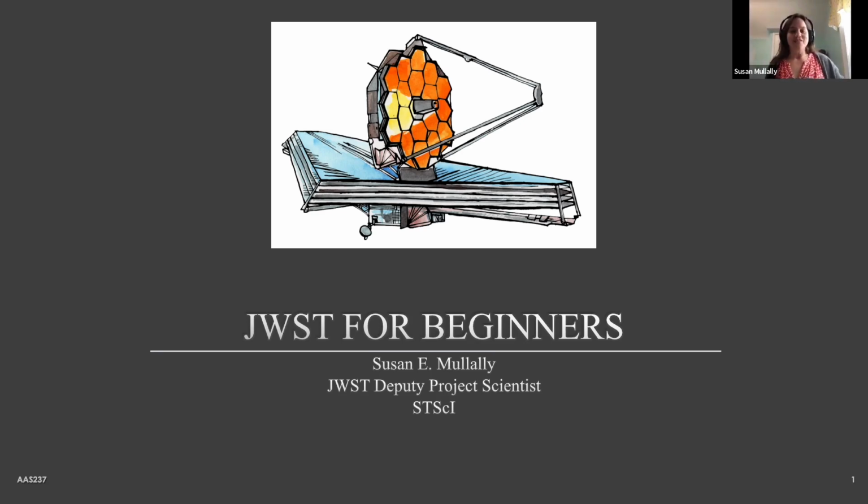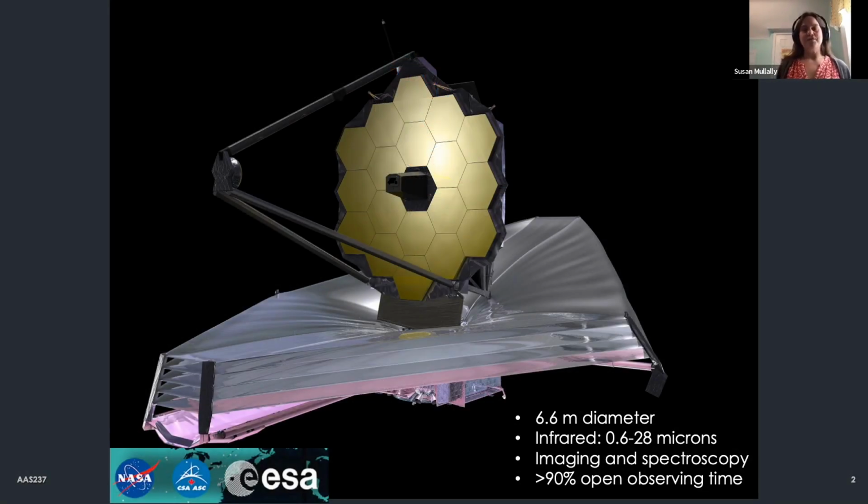I'm assuming that you haven't really spent much time thinking about JWST, so I'll give you an overview of some of the resources that are available to you. Just to introduce you to the telescope, this is the James Webb Space Telescope. It is a 6.6 meter diameter telescope that will be operating in the infrared. It has a variety of imaging and spectroscopy modes, and more than 90% of its time is open for people to propose to use this telescope. It was built as a partnership between NASA and the Canadian and the European space agencies.